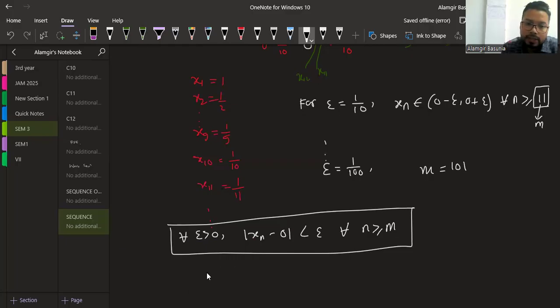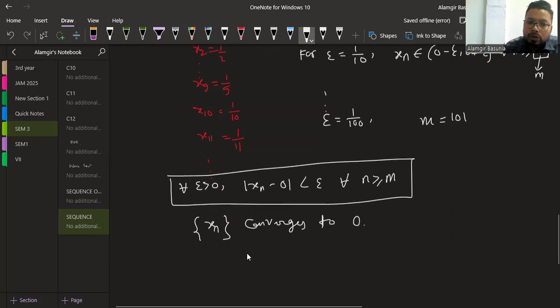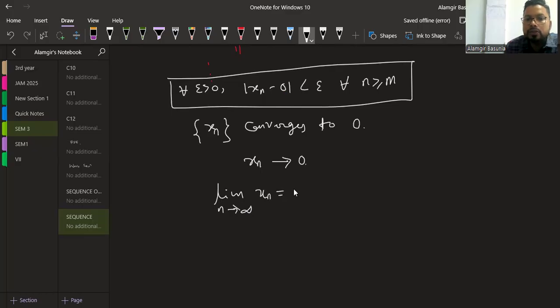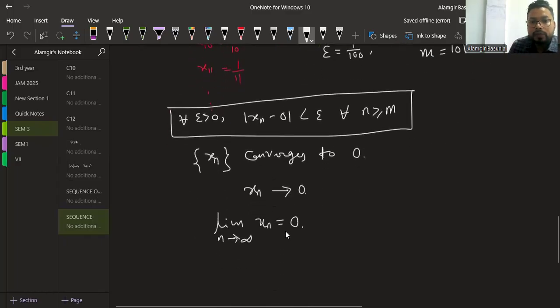So from here we can say that our sequence xn converges to the real number 0. We also write this as xn tends to 0, which means xn converges to 0. Also in limiting form, we say the limit as n tends to infinity of xn is equal to 0. This definition we can also state in another way: a real number L.